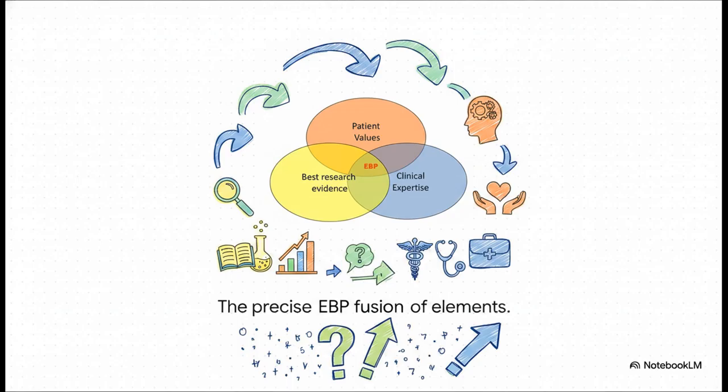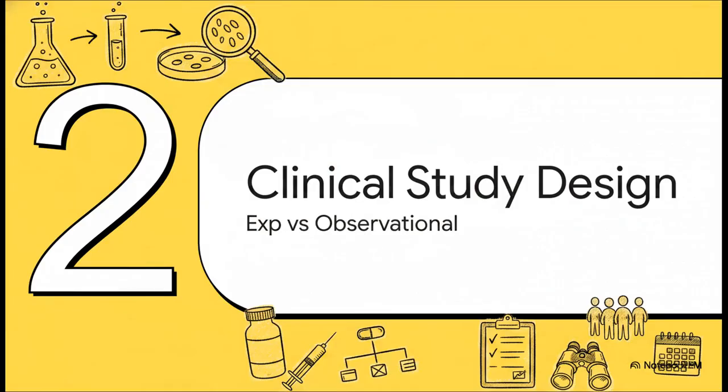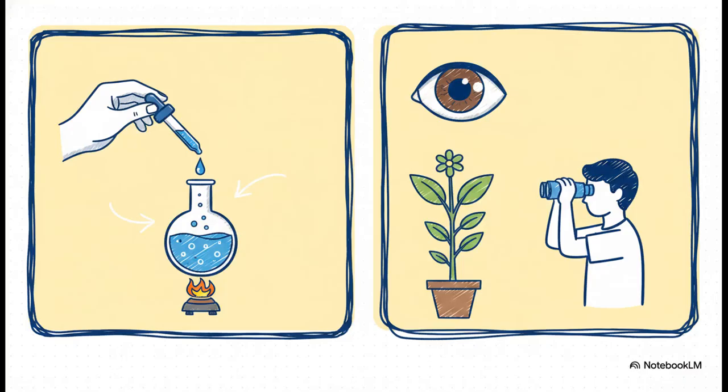And the whole aim of quantitative research in healthcare is to find that best evidence objectively, so we have a reliable foundation to stand on. Section 2. Designing clinical research studies, experimental versus observational. So how do we actually gather that best research evidence? Well, we basically have two main tools in our toolkit.